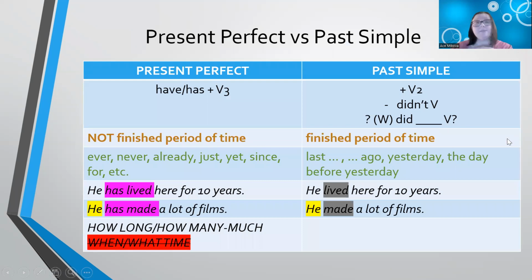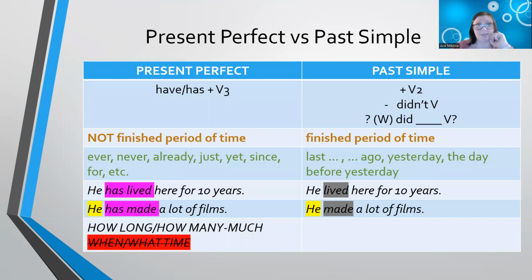So, now let's compare present perfect and past simple. At first, you can see that they, of course, have different variants. We have has, and the third form for present perfect. We have the second form for past simple. Remember just about the verb to be. To be in the second form was, were.